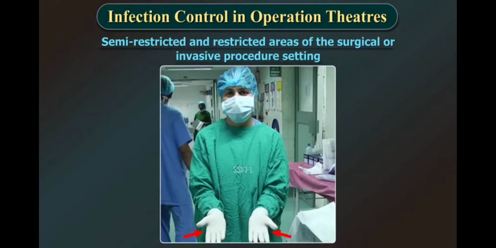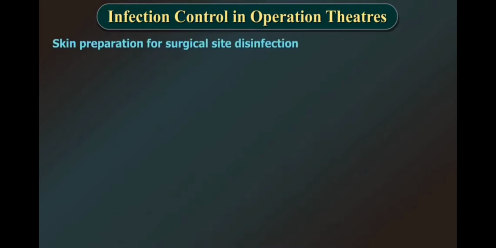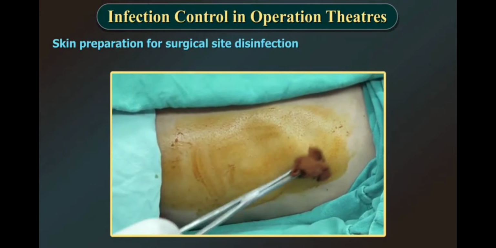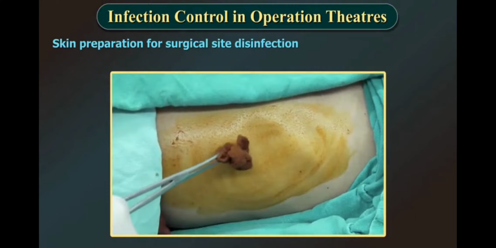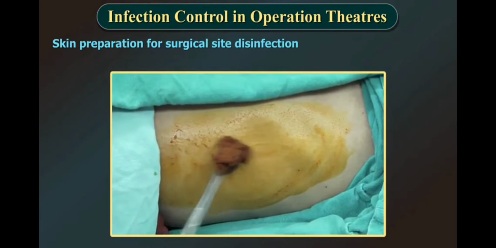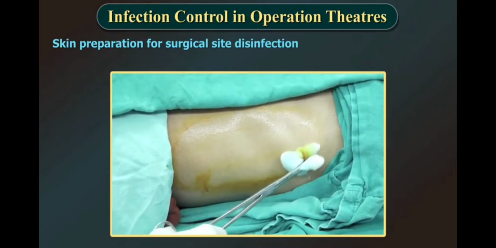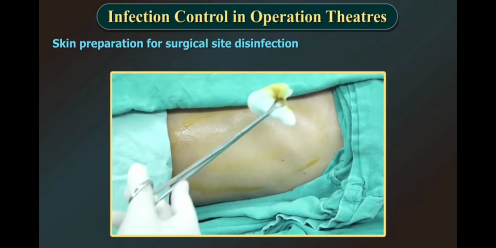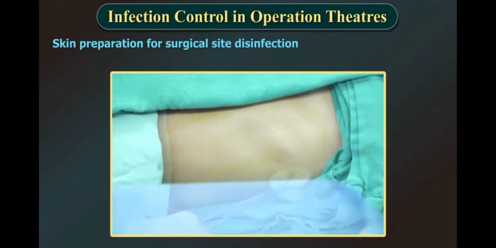Scrub team members are required to put on sterile gloves after donning a sterile gown. Use surgical gowns that are effective barriers to liquid penetration. Skin preparation for surgical site disinfection. Perform hand hygiene. Wear appropriate PPE. Use disinfectants, for example, iodine compounds, followed by 70% alcohol. Cover with drape.